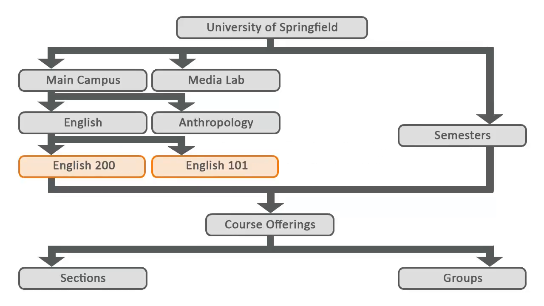For example, University of Springfield offers a multitude of English classes, including English 101 and English 200. Course templates group together course offerings that fall under the same subject number. Next, we will discuss course offerings.